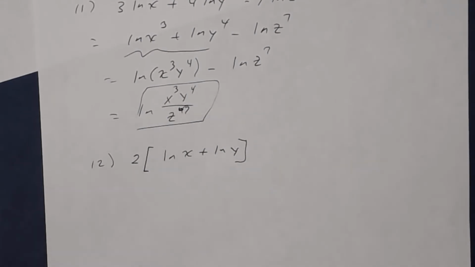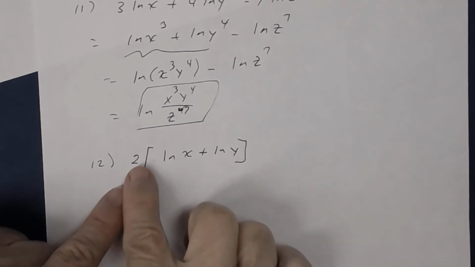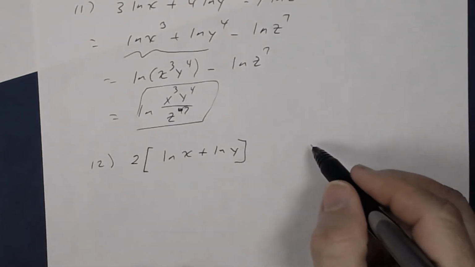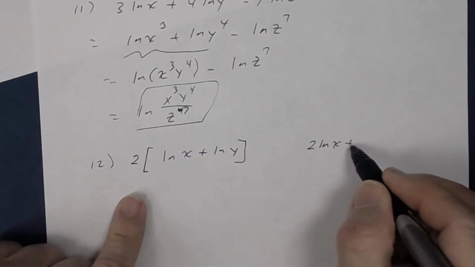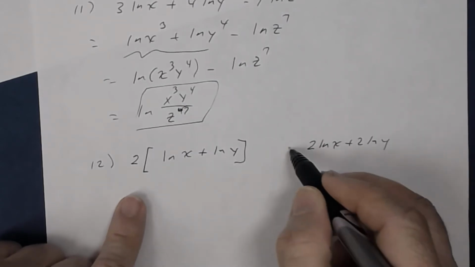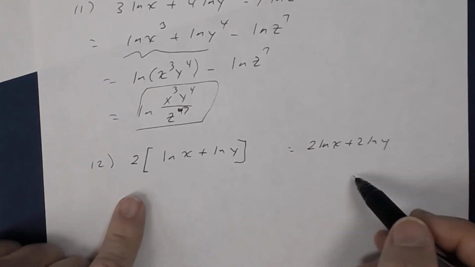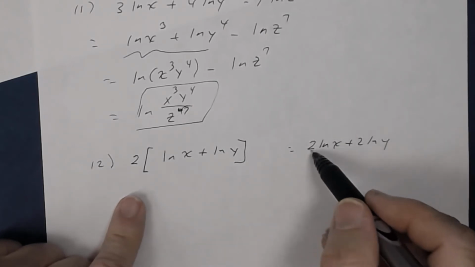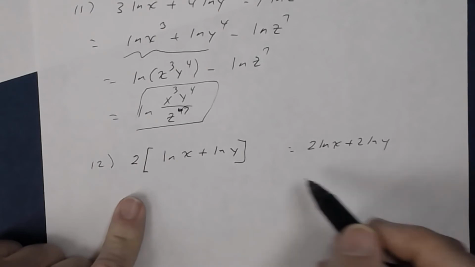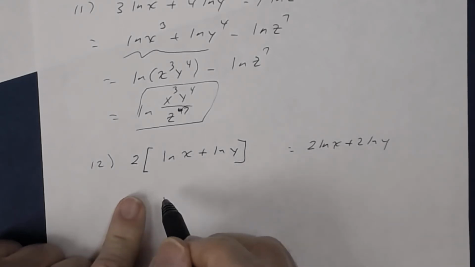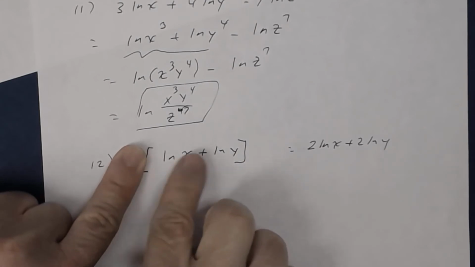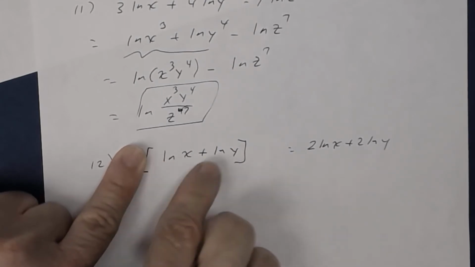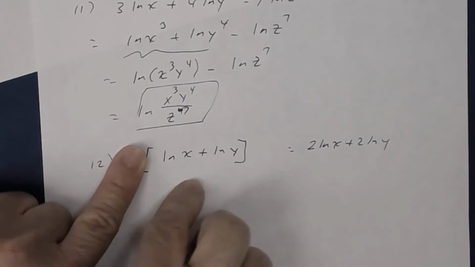Now what some people are going to have the inclination to do is distribute. If you do that, notice what happens. If you distribute, you get 2 natural log of x plus 2 natural log of y, right? But that doesn't help you to condense, because when you condense, what must you have here? You have to have 1. So leave it like this. Don't distribute. Cover this up and notice that inside the bracket, this has a coefficient of 1, this has a coefficient of 1, so I can condense this.